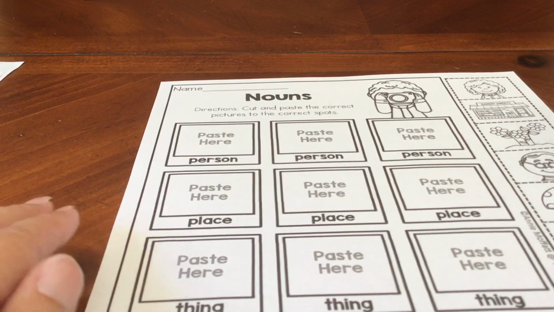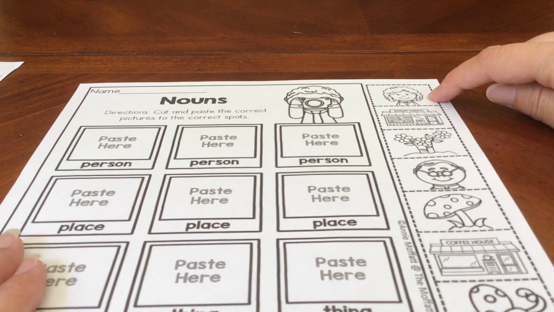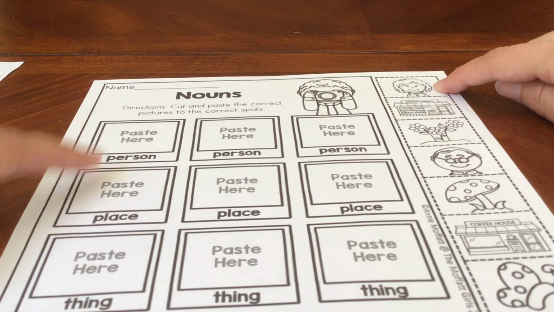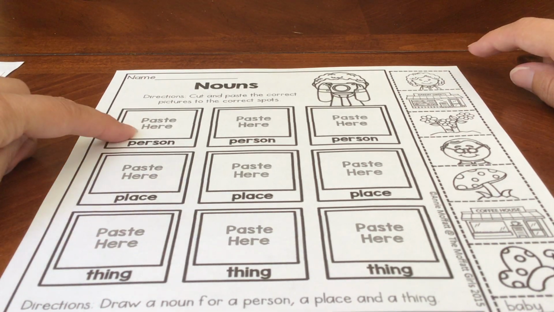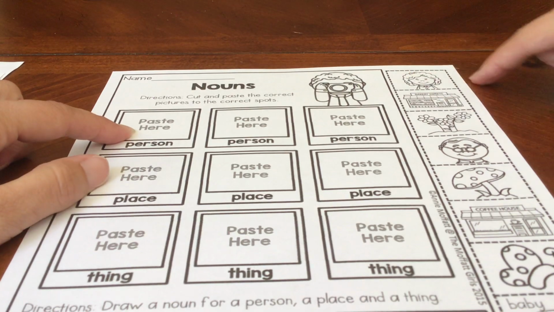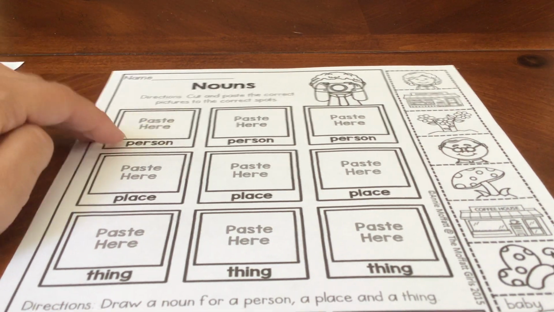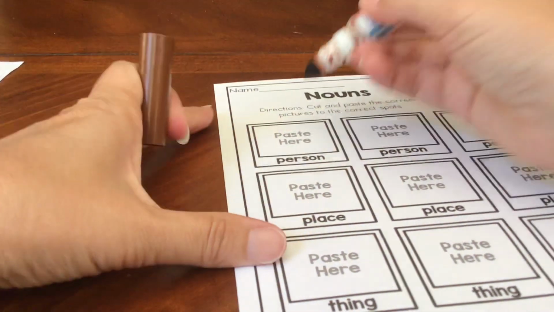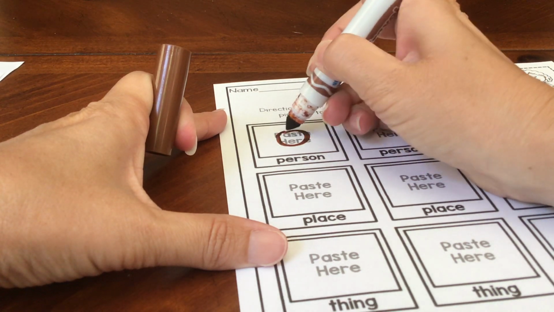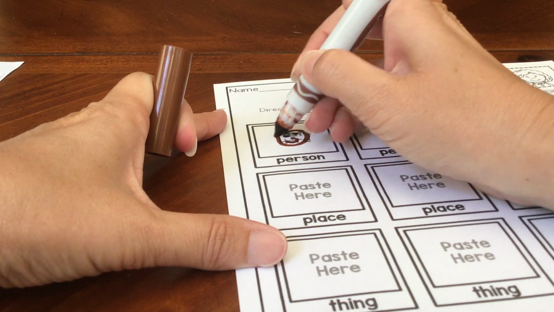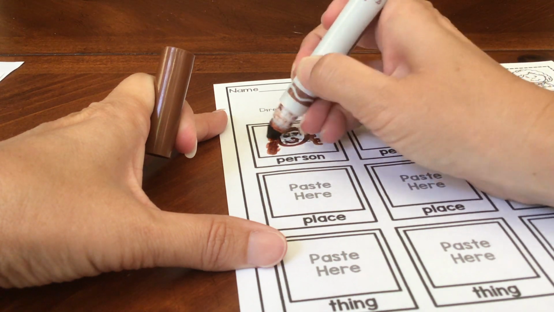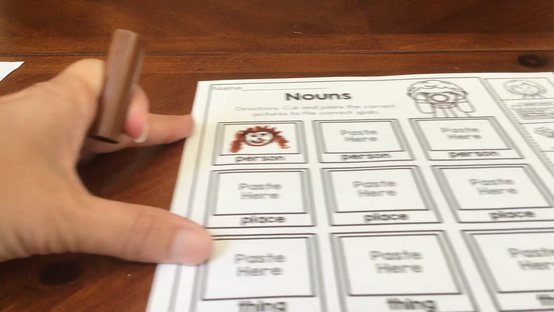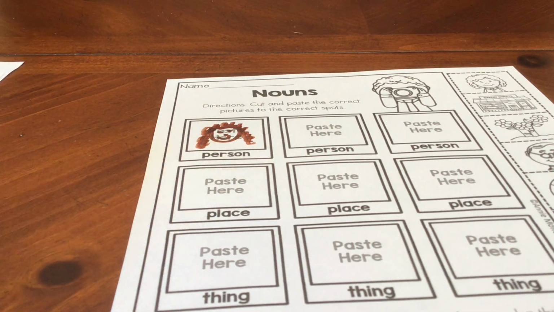So let's look at the first three pictures and we'll do them together. The first one is a girl or a woman. Is that a person, a place, or a thing? A woman is a person. So you could cut out the picture of the woman and glue it here, or you can do like I'm going to do and we can draw. Just do the best you can. Okay, the woman is a person.